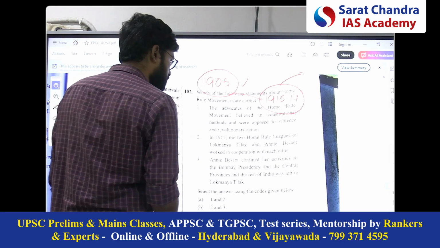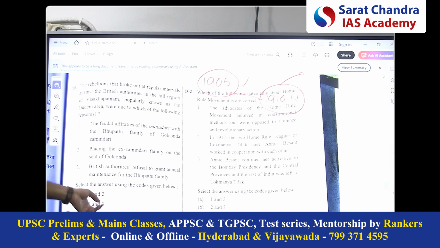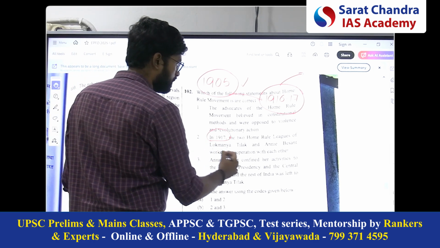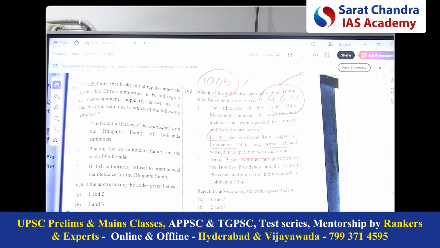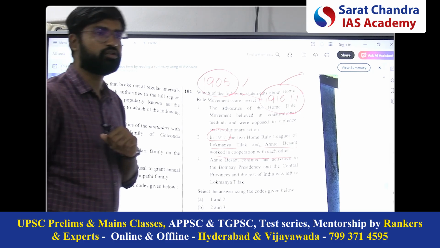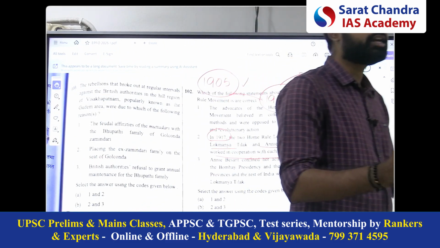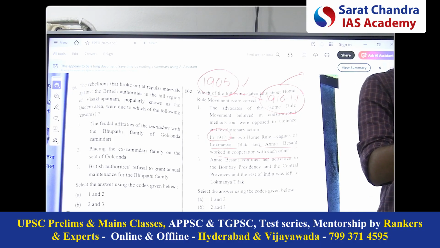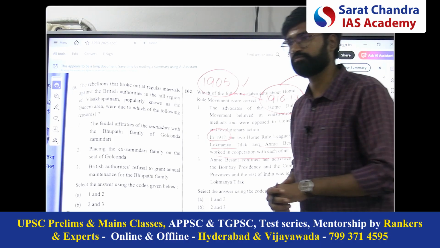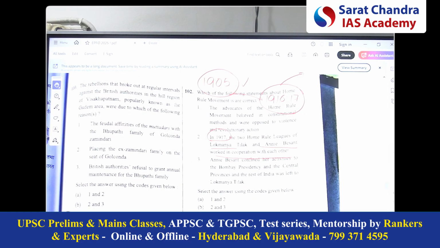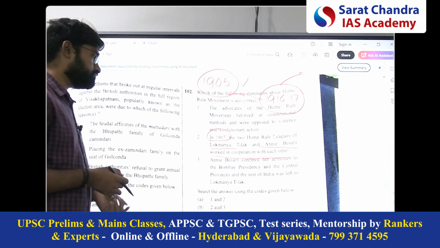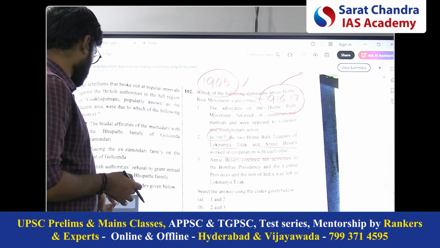So this I need to understand. See here, the same question. In 1917, Tilak and Annie Besant worked in cooperation with each other. That's where the Home Rule movement started. Because in 1907, there was a split between extremists and moderates. That is called the Surat split. Then after Annie Besant took over, in 1916 at the Lucknow session, they came together again, extremists and moderates. Then they started the Home Rule movement. So this was a comparatively easy question.